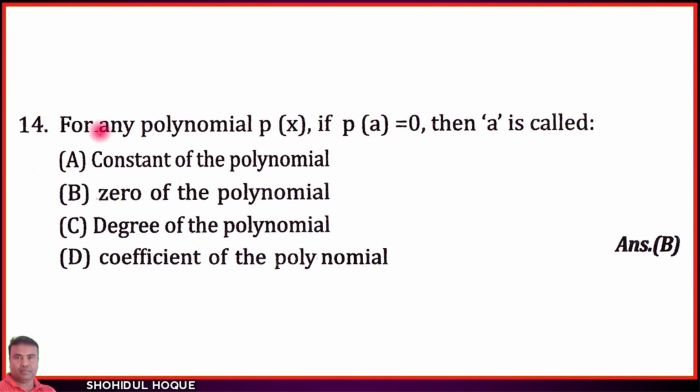Next question number 14. For any polynomial p(x), if p(a) equals 0, then a is called option A constant of the polynomial, option B zero of the polynomial, option C degree of the polynomial, option D coefficient of the polynomial. Correct option B zero of the polynomial. Remember, the value of p(a) equals 0, so a is called the zero of the polynomial. This is the concept.